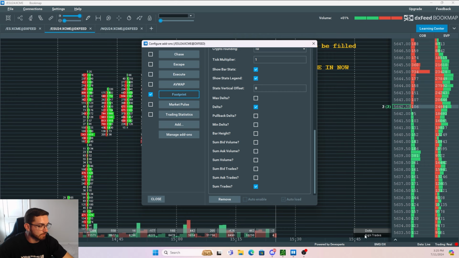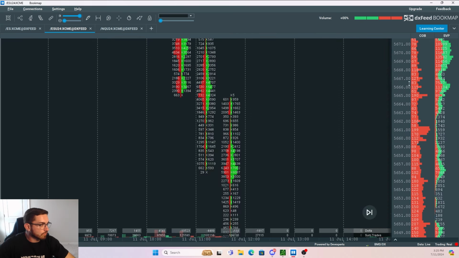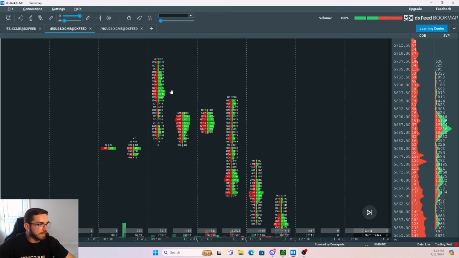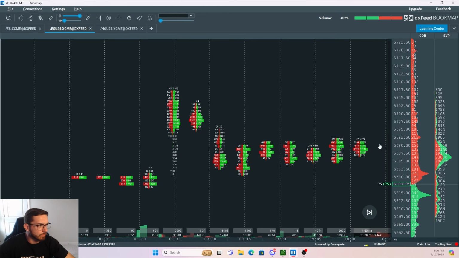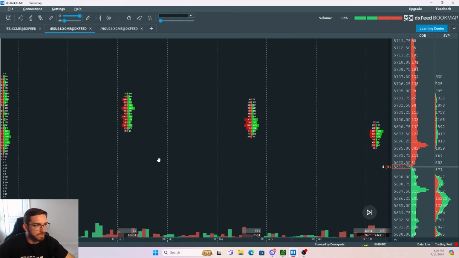You can see that I have my delta and my sum trades down there, but that's just personally how I have mine set up. So if we just start going back and looking at all of the data from today, and this is how you're going to get really good at reading a footprint chart, is just by going back and looking at it and using it in real time.